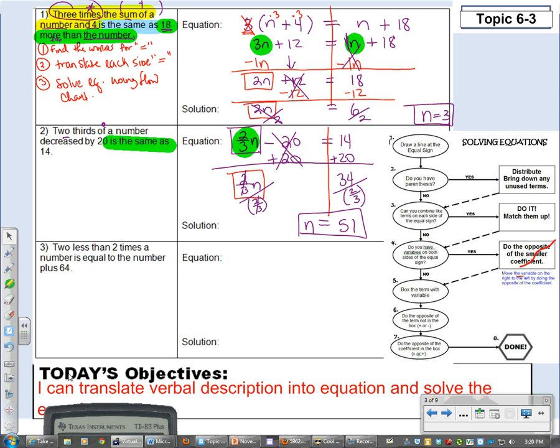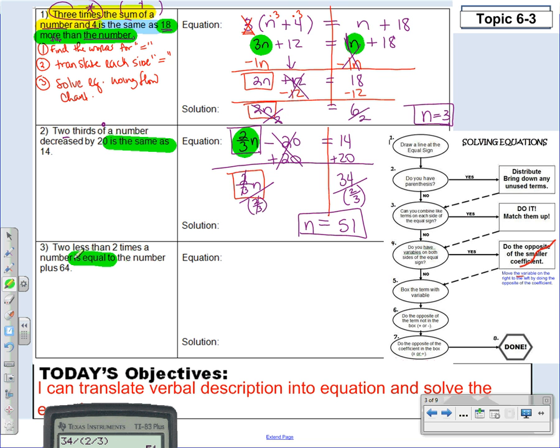Our final, or third problem: 2 less than 2 times a number is equal to the number plus 64. So we're going to recognize what our equal is. Is equal to tells us that's our equal. If I look at what follows, it says equal to the number plus 64. That's an easy translation, the number plus 64.